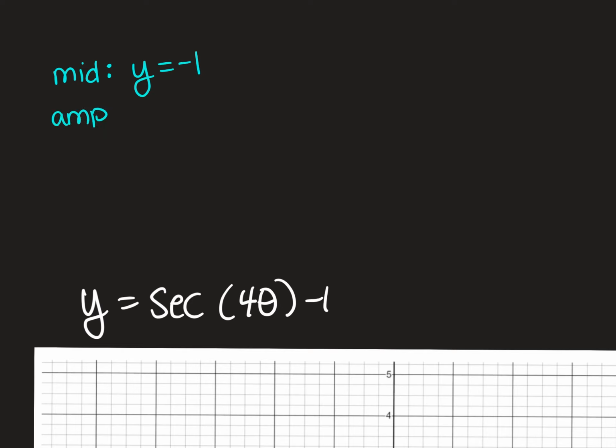How about the amplitude? Now, don't say none, because there's always some kind of amplitude, right? It's just 1. A is 1 in this case, so our amplitude is 1. That just means we're going to go 1 up and 1 down from our midline.